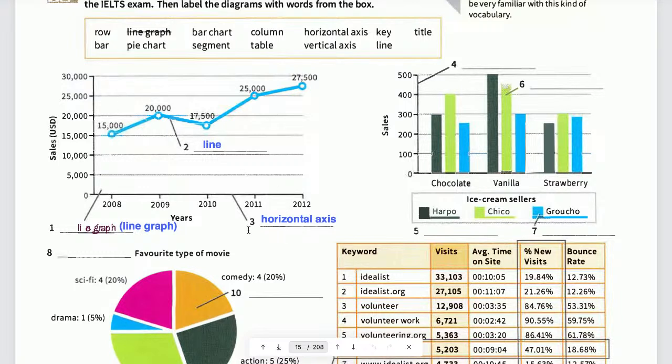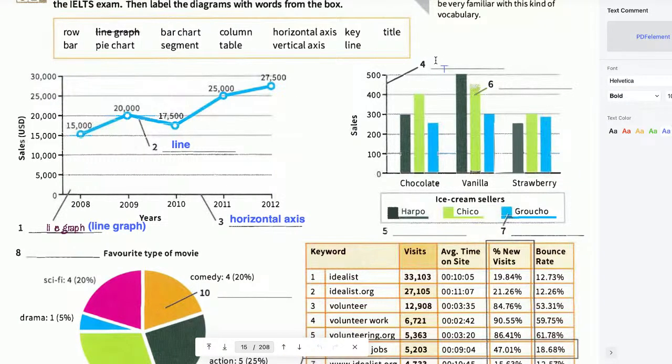Number three, we have horizontal axis. Okay? So, of course, for number four, it's pointing to the line which is standing right here, right? So we call it what? Vertical axis. Yeah, vertical axis.